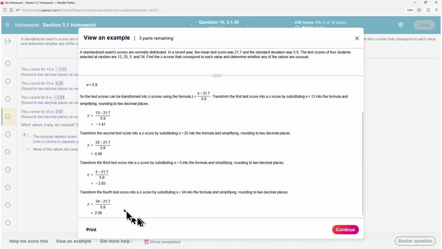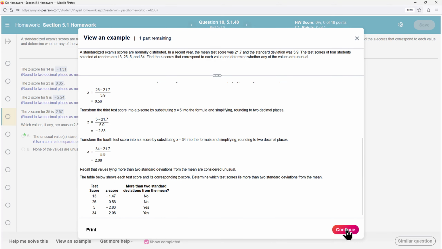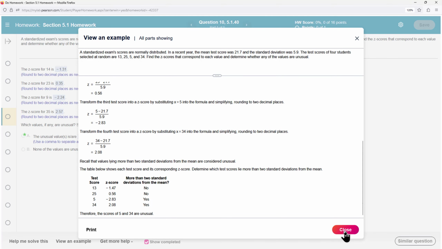Then he asks us to interpret the z-scores if they mean anything. Are they unusual? As it turns out, z-scores that are more than 2 or less than a negative 2 are considered to be unusual. So we look at these, we can see that the test score for 5 is highly unusual because the z score is less than a negative 2. And for 34, it's more than a positive 2. So those two are unusual. And that is the end of that problem there.